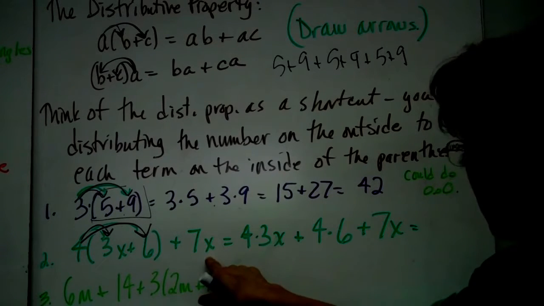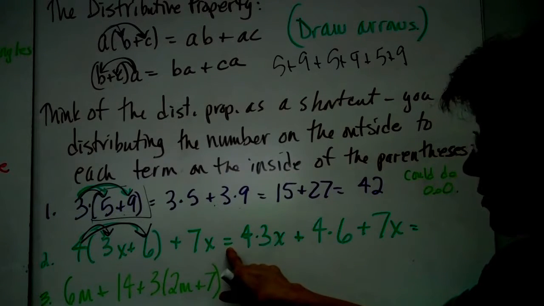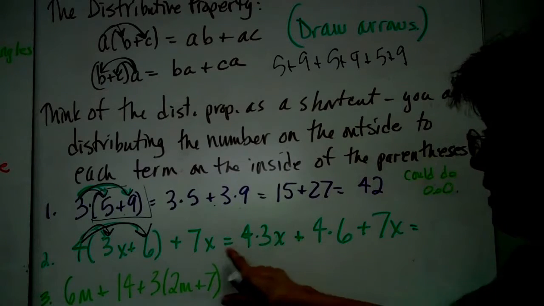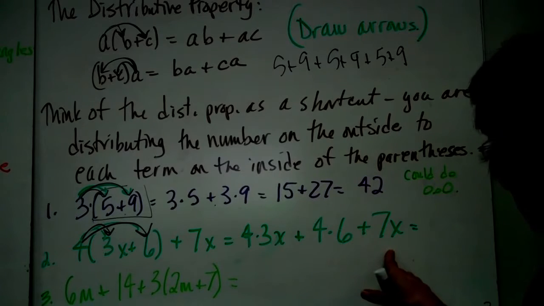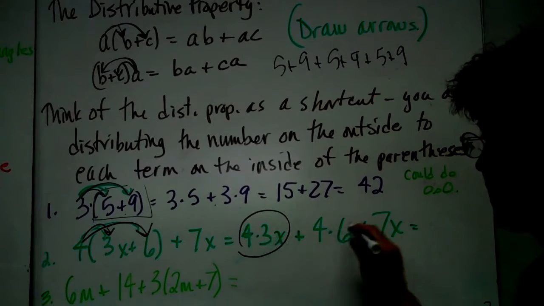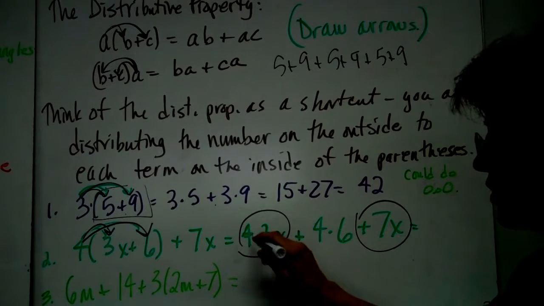And then this time I have a plus 7x, an extra little thing in there. All right, so we get to use our combining like terms as well. So I do 4 times 3x plus 4 times 6 plus the 7x. Okay, I'm going to go ahead and circle my like terms. Okay, I know that's 12, so I could just put 12x here.